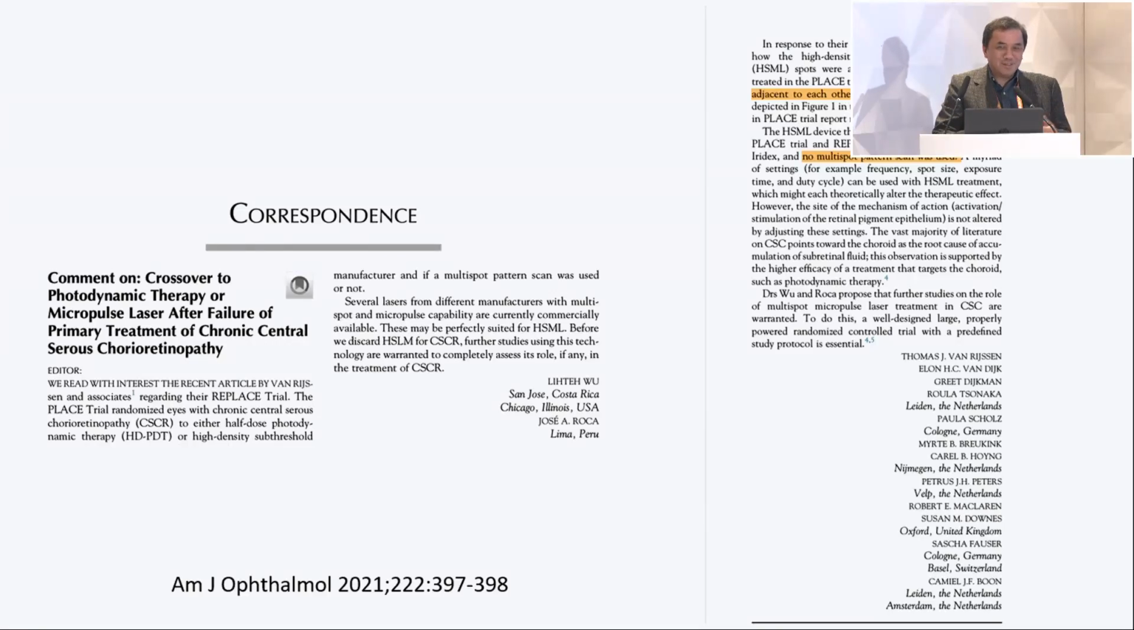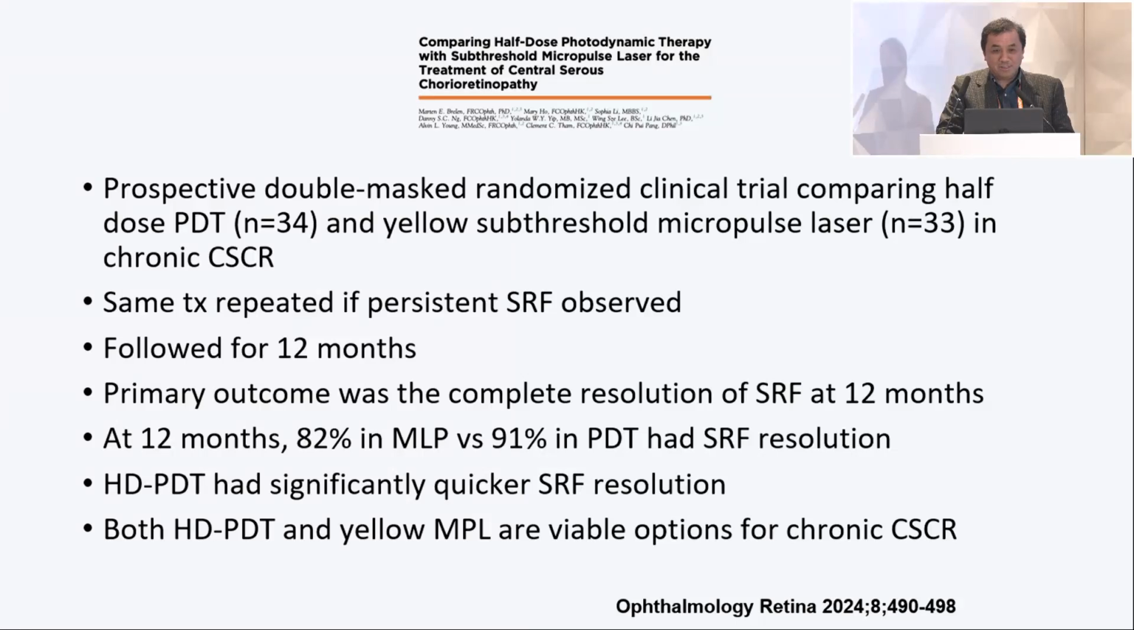So this confirms my suspicion that indeed these eyes in the PLACE trial were really undertreated. This is work by Martin, who's here. And they did another prospective randomized clinical trial where they compared half-dose PDT and the yellow subthreshold micropulse laser. And you can see that at 1 year, pretty much again, the PDT group apparently is better at drying the macula.